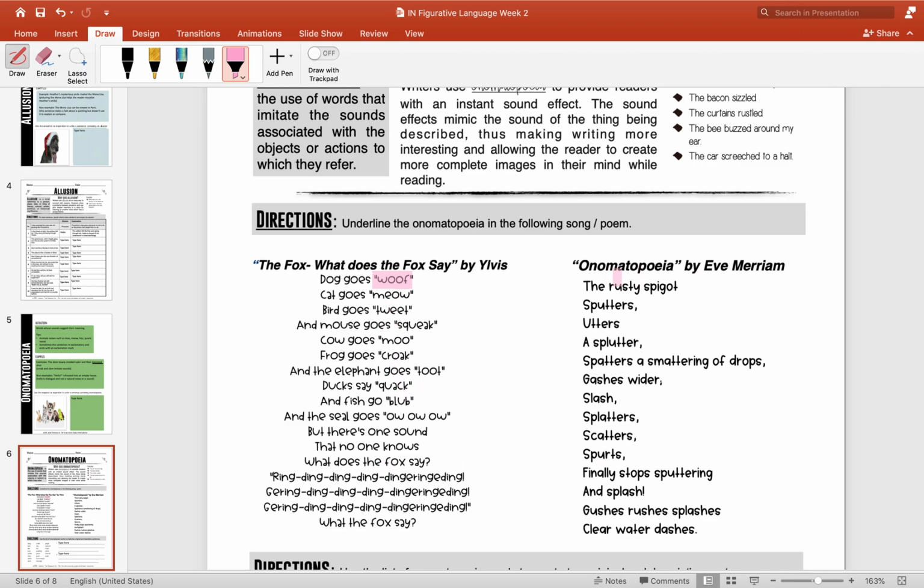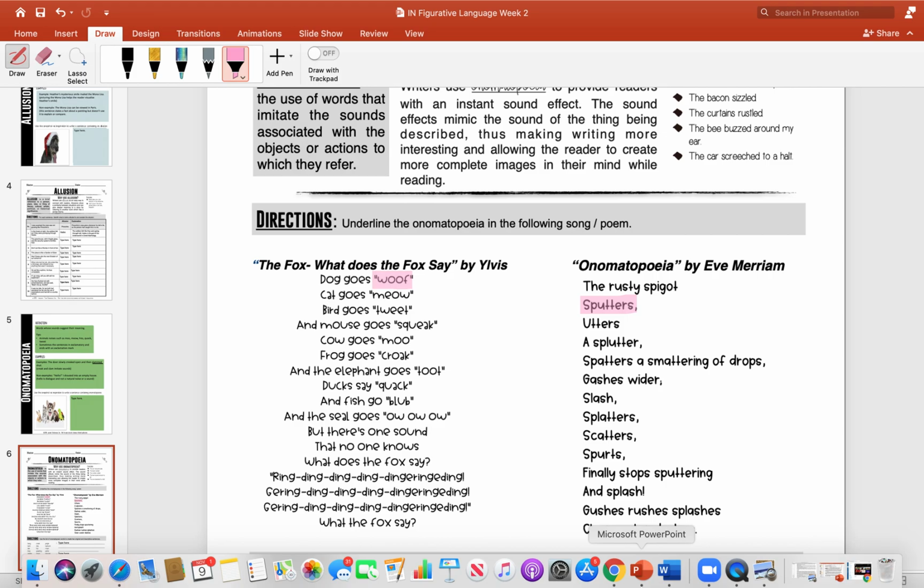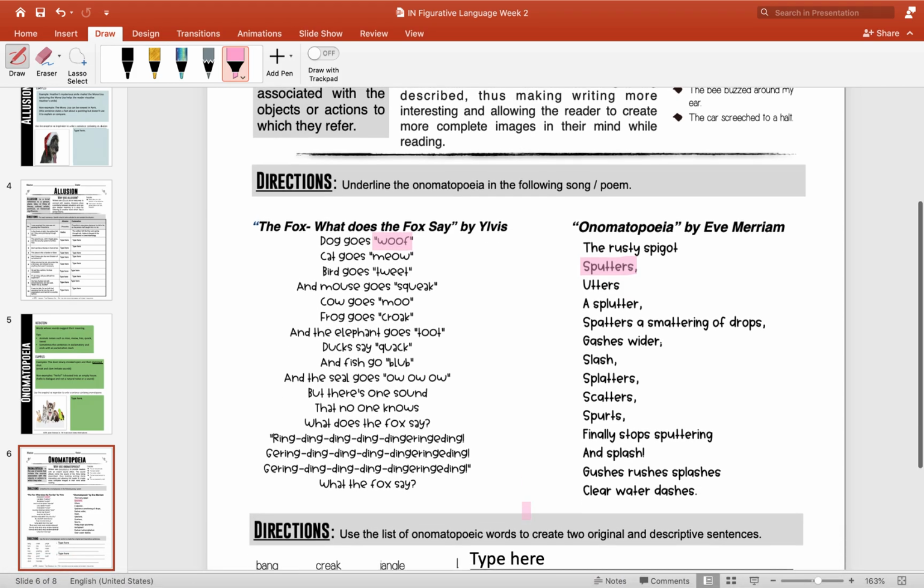And then over here in Onomatopoeia by Eve Merriam, the rusty spigot sputters, utters a sputter, spatters a smattering of drops, gashes wider, splash, splatters, scatters, spurts, finally stops sputtering, and splash, gushes, rushes, splashes, clear water dashes. Again, tons of them in here, but the first one I see would be here, sputters. And you need to go through and highlight or underline all of the rest of them.